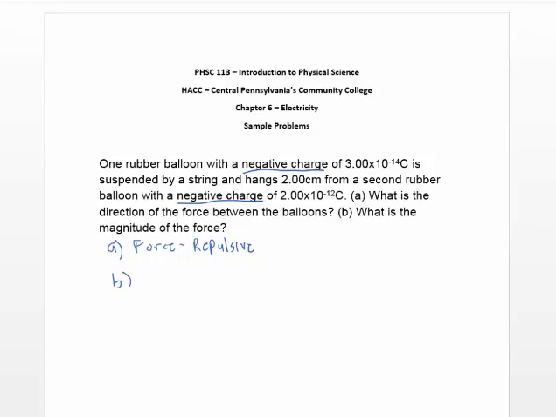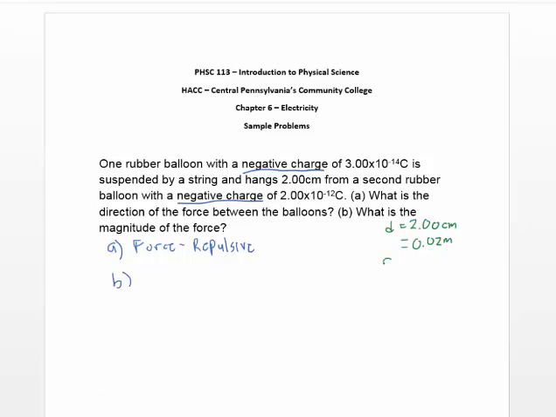Let's write down the numbers that we know. The distance is 2 centimeters, which is equal to 0.02 meters, which is what we're really going to need. You've got to watch the units there. That's given in centimeters because it makes a little more sense to discuss it that way, but in terms of the calculation, we need that in meters.